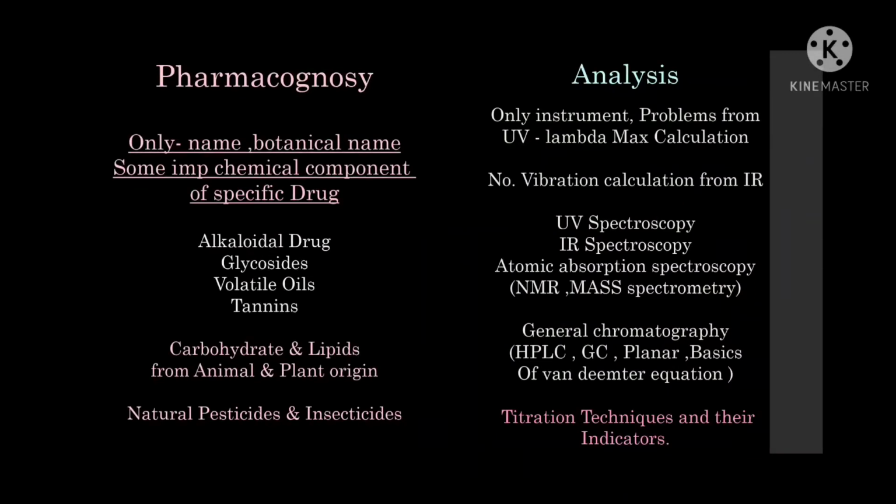instrumental principle part from UV, IR, atomic absorption spectroscopy, NMR, and mass spectroscopy. In NMR spectroscopy, you have to do the calculation of NMR signals of a given structure or drug. Then general chromatography, HPLC, GC, planar, basics of Van der Waals equation. Titration techniques and indicators are very important.